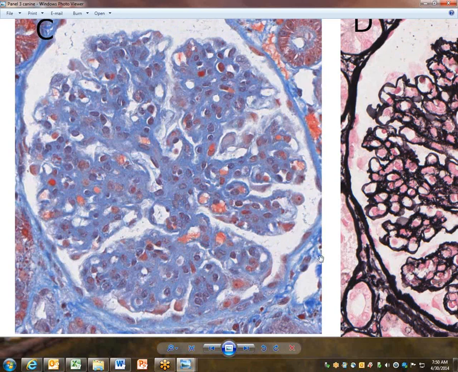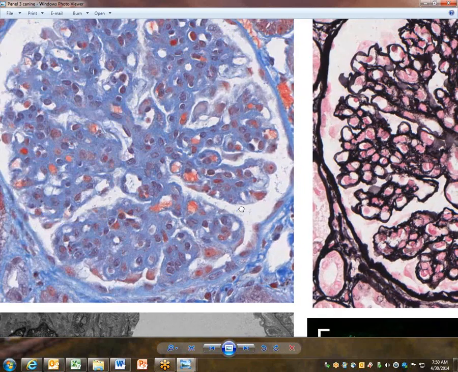So for the trichrome, it's kind of the same deal. You have the hypercellularity. You're still able to see some of the capillary loops. Yeah, more of the same. Okay, all right.